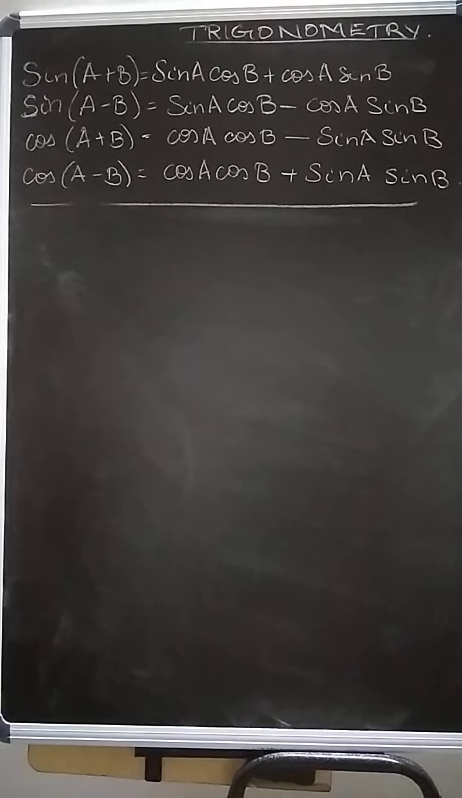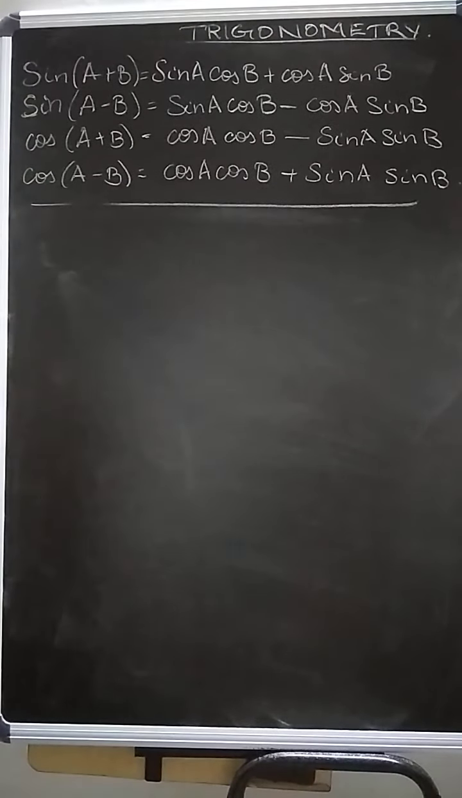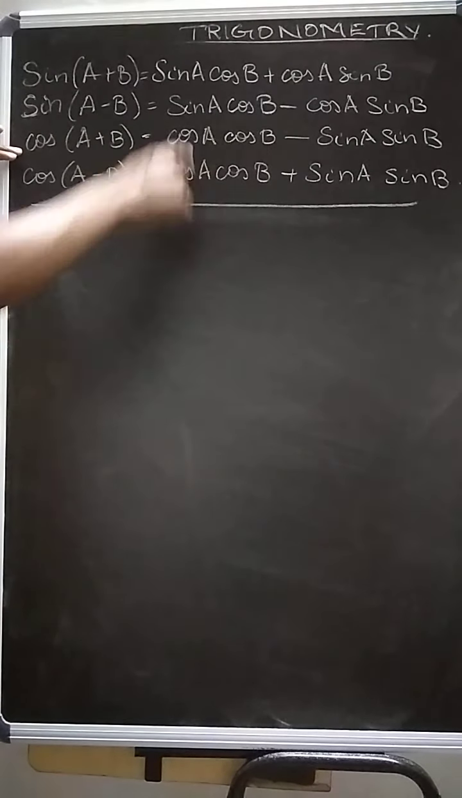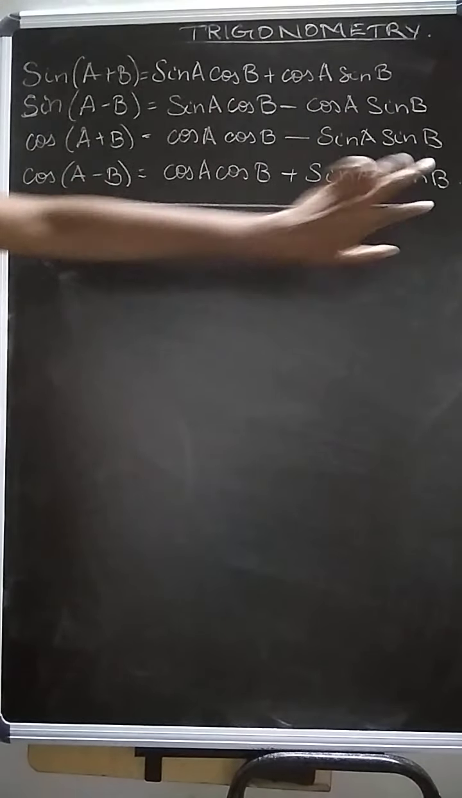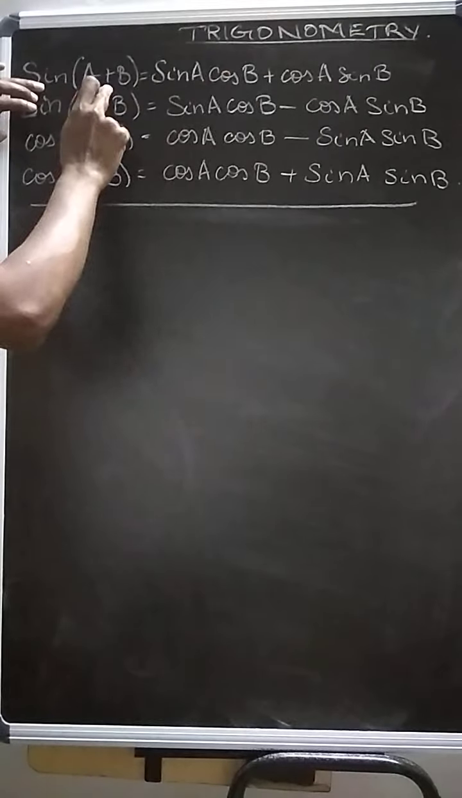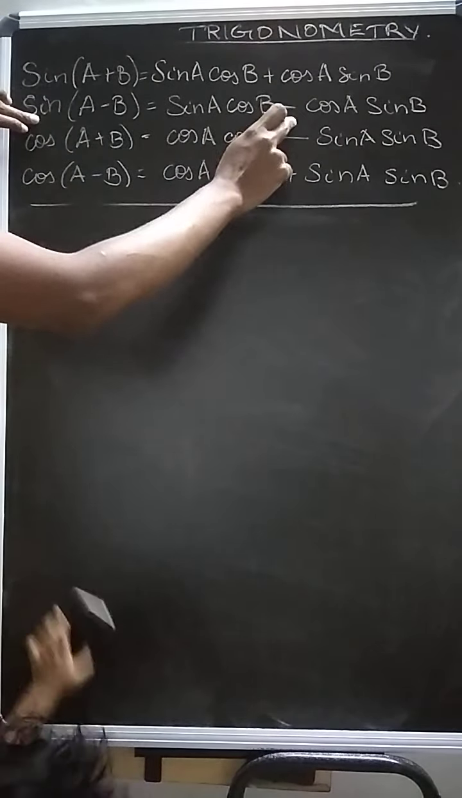Just a recap. You have sin(a plus b) is equal to sin a cos b plus cos a sin b. And you have sin(a minus b) is equal to sin a cos b minus cos a sin b. You have cos(a plus b) is equal to cos a cos b minus sin a sin b. And cos(a minus b) is equal to cos a cos b plus sin a sin b. So how to remember these formulas? When you have sin, you will have different angles. Sin a cos b. Here plus is there, here is also plus is there. Now similarly here minus is there, so here minus.